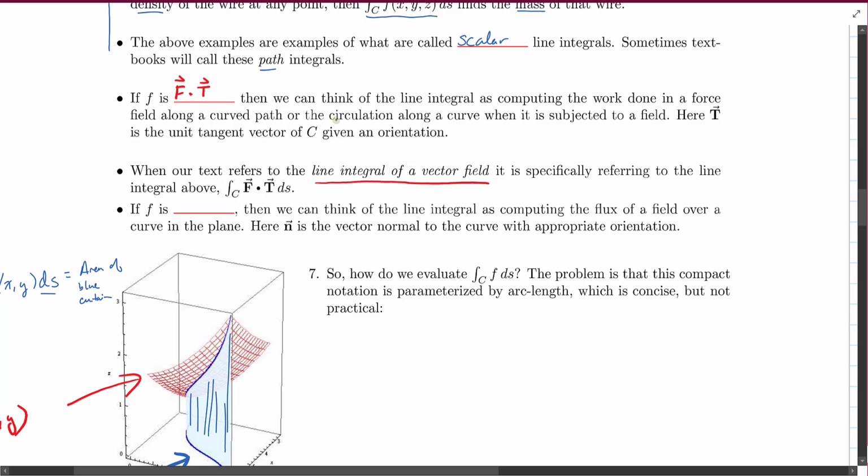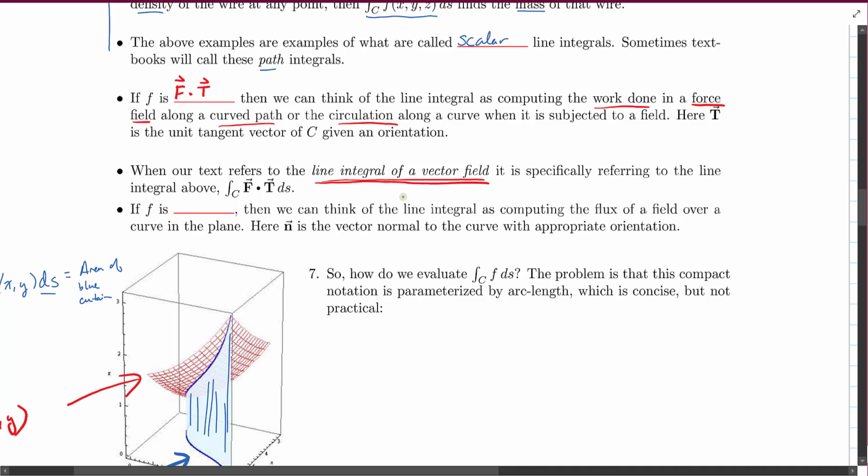In this case, we can think of this as maybe being the work done as we push an object along the curve through this force field. So if our vector field is a force field, and we have some object and we push it along the curved path, then we would be computing the work done. We will also introduce something called circulation in class, and so really computing circulation and computing work are the exact same computation.